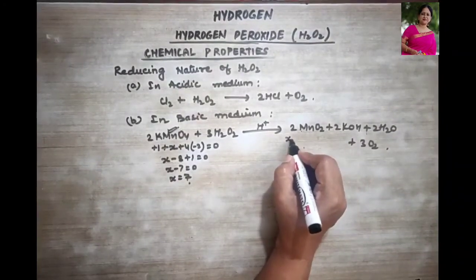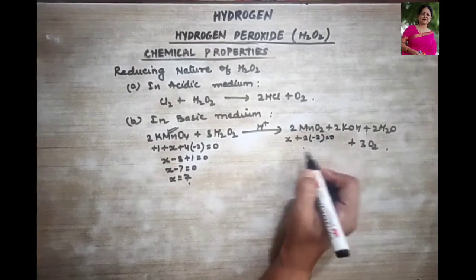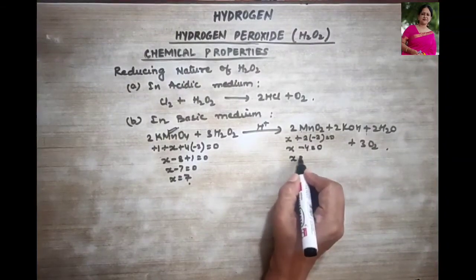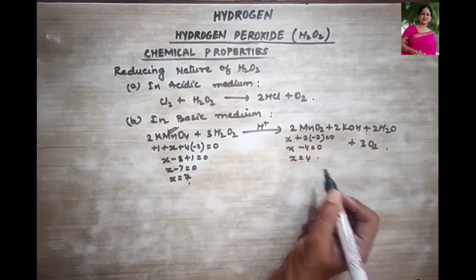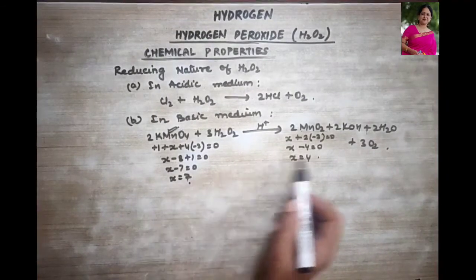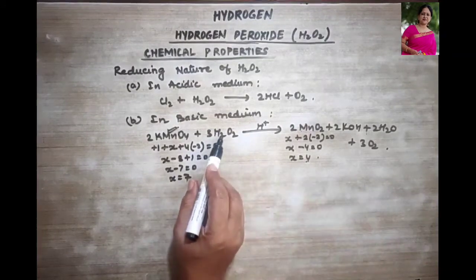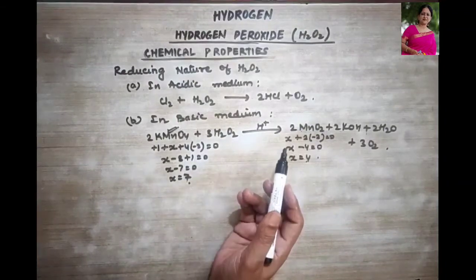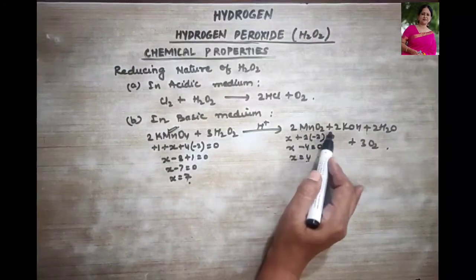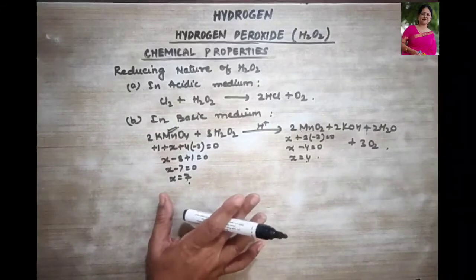Now let us calculate for this. This is X plus 2 into minus 2. This is 0. So this is X minus 4 equal to 0. X is 4. So what have we seen over here? The oxidation state reduces from plus 7 to plus 4. So this is due to what? Due to hydrogen peroxide, and therefore we can say that hydrogen peroxide reduces KMnO4 to MnO2, thus showing the reducing nature. I hope these reactions are clear.